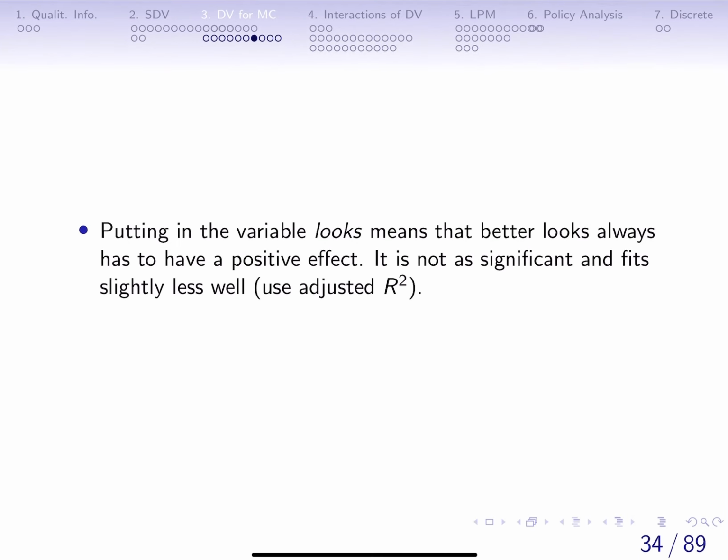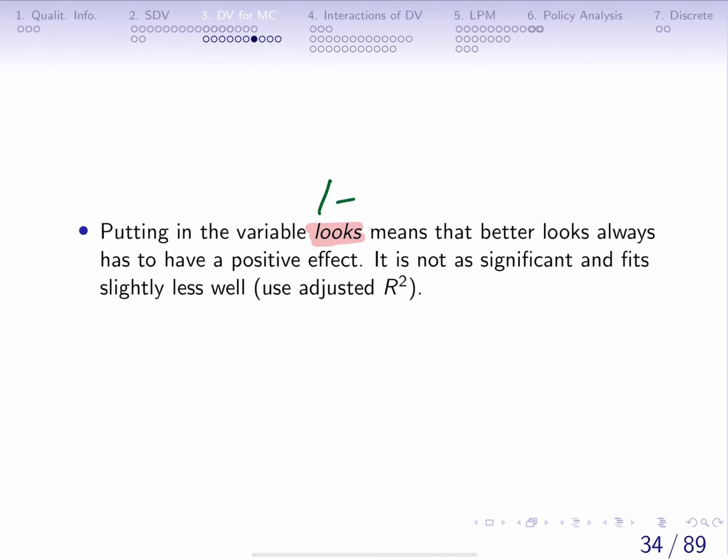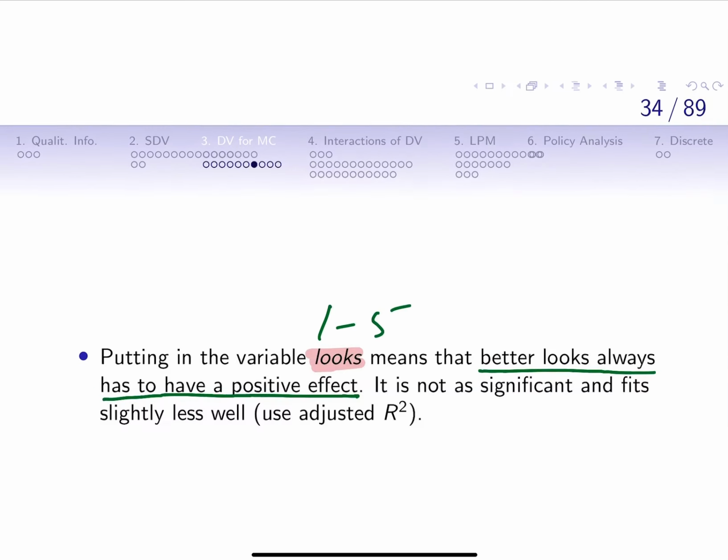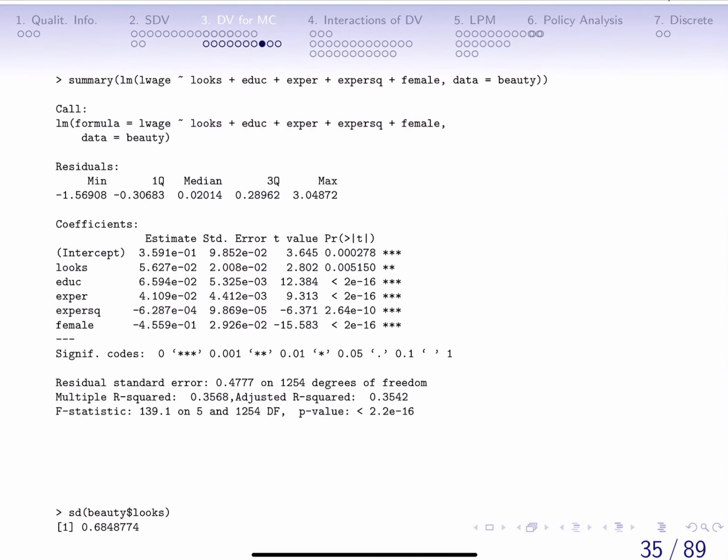Okay, so remember that if we did not do this analysis and we literally just threw looks, which is taking a value from 1 through 5, into the regression, then we would always say that better looks always has to have a positive effect. And then we would not be able to tell this type of a story, right? That the difference between average looks and above average looks is really not there. It's not statistically significant.